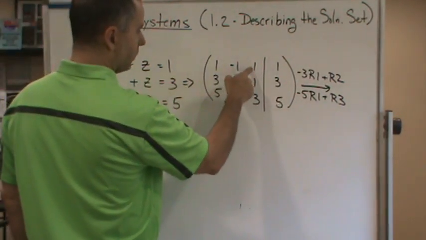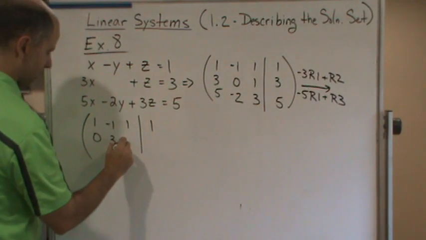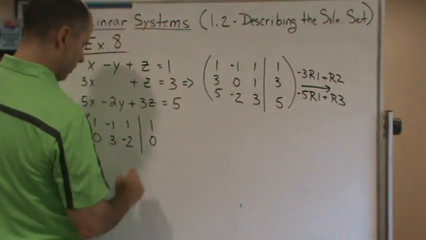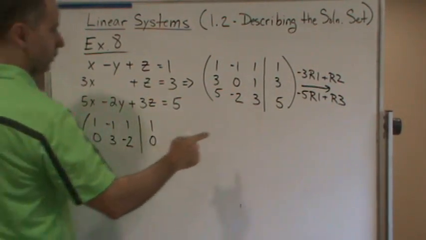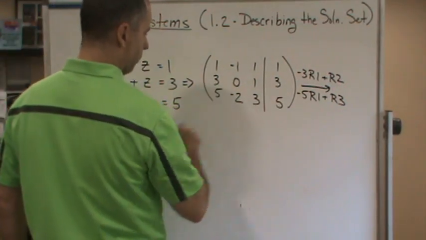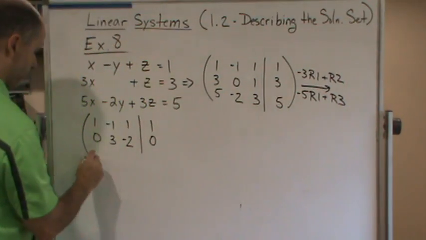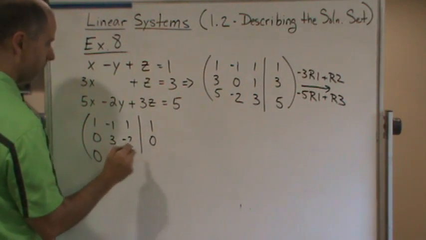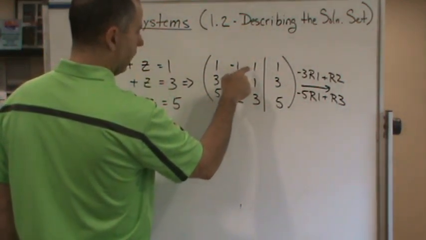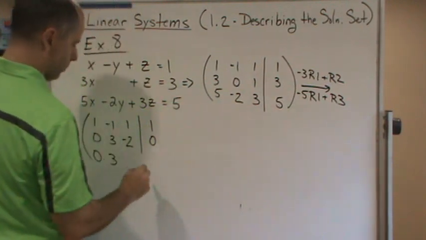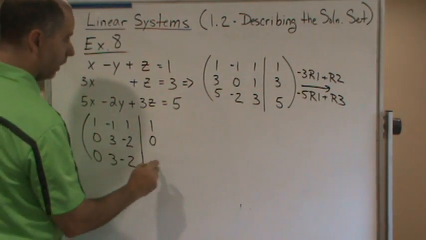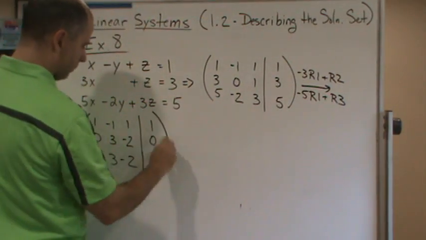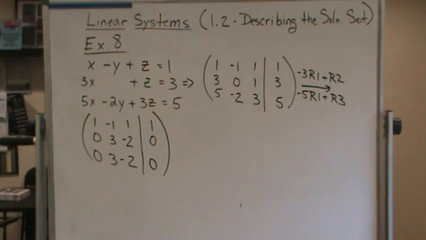And then this is going to be negative 3 plus 1, which is negative 2. And then negative 3 plus 3, which is 0. And then, of course, we're going to do negative 5 times row 1 plus row 3. So that's going to be 0. And then 5 minus 2 is 3. And then we get negative 5 plus 3 is negative 2. And then we get negative 5 plus 5 is 0. Now notice right away, we've got a redundancy.